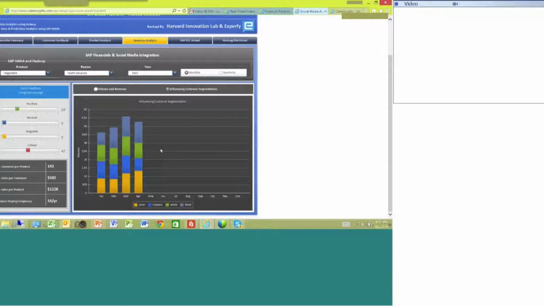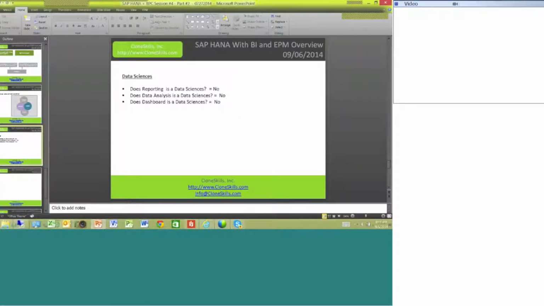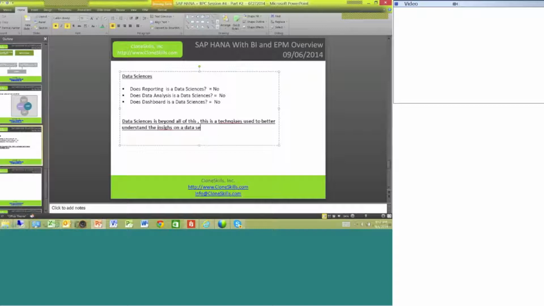There are many functions involved. This lets you understand what is happening inside the data. That's why it's called data science. It's not a report, not data analysis, not a dashboard. It's beyond all of that. It gives you true insights on data. This is a technique used to better understand business insights on a large data set.